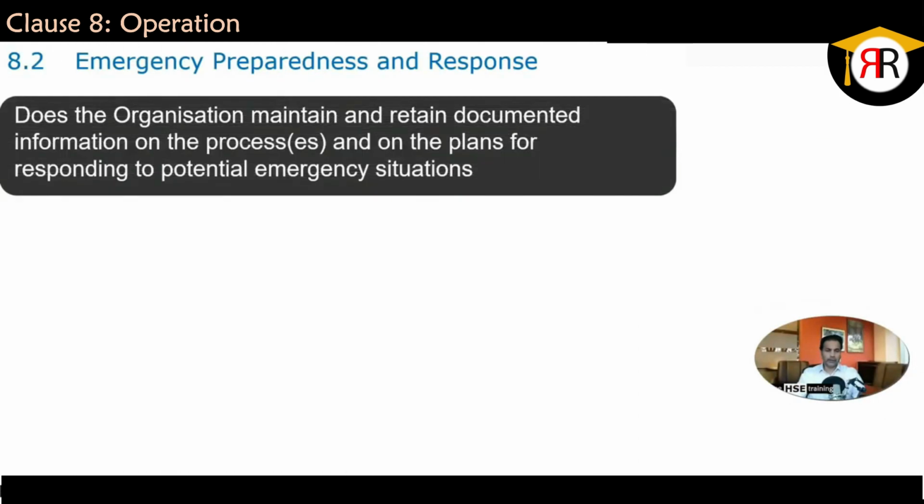8.2 deals with emergency preparedness and response. Does the organisation maintain and retain documented information on the processes and plans for responding to potential emergency situations?